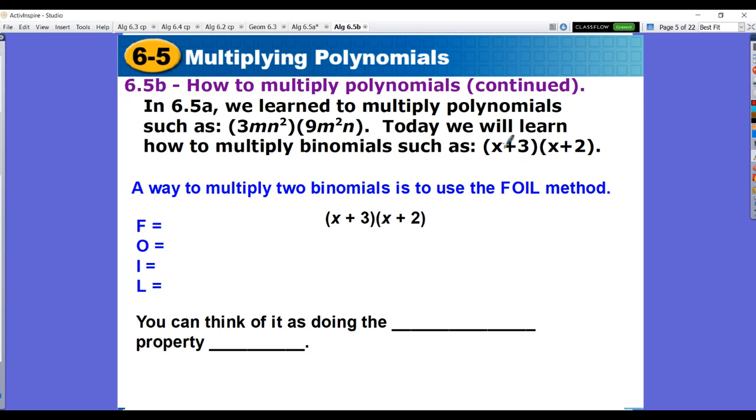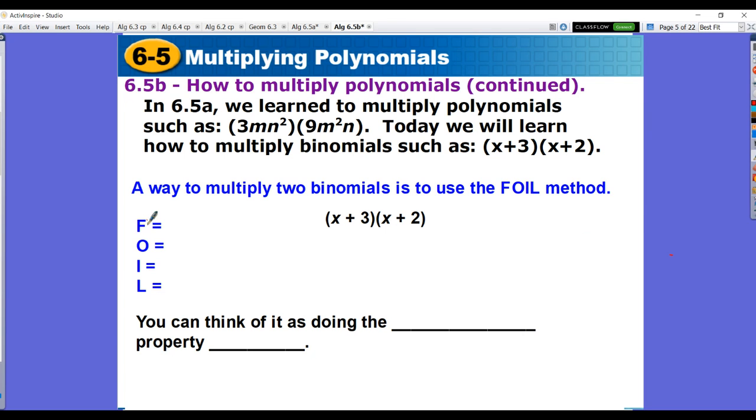We have one binomial here because it's made up of two terms separated by either an addition or subtraction operation, multiplied by a second binomial over here. Same thing, separated by either addition or subtraction. So how we go about doing that, we have a shortcut process to save us a whole ton of steps, and we call that the FOIL method. We're going to break down what the FOIL method means.